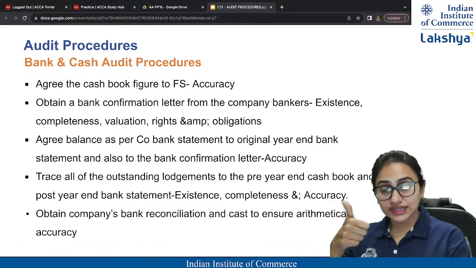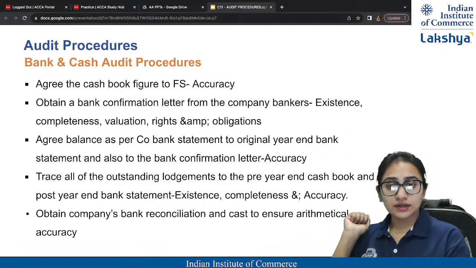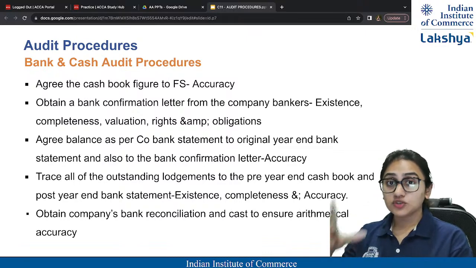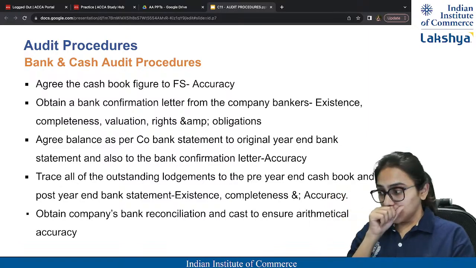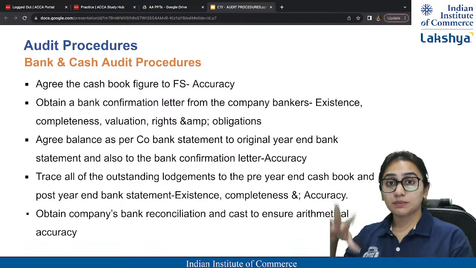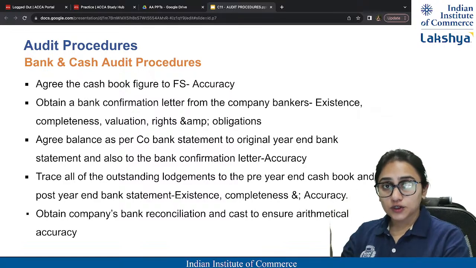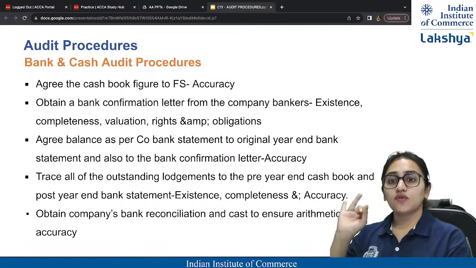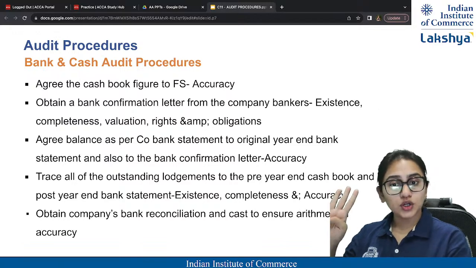Yes, that the loan really exists. Completeness of the loan, that the loan has been given to the company. Valuation of the loan, what is the value of the loan, how much is repaid and how much is yet to be repaid, and rights and obligations of the company. Rights are what the company enjoys, obligation is what the company is bound to give back. Okay, so just by obtaining one document, bank confirmation letter, I will get a proof of the existence of the loan, of the completeness of the loan, of the valuation of the loan, and rights and obligation of the loan.